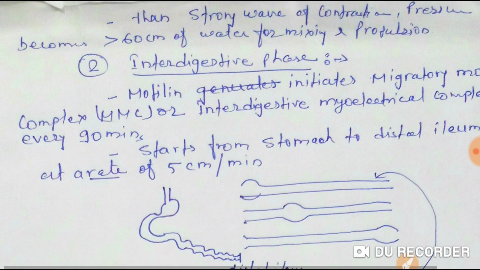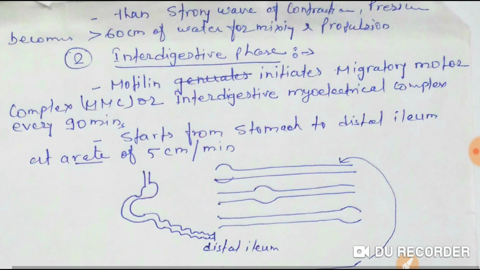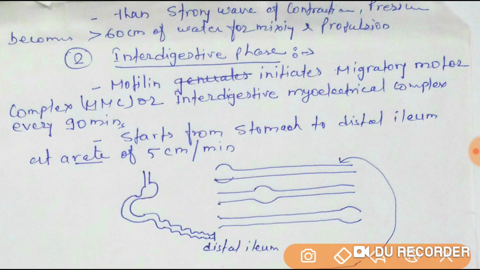Then after that, the interdigestive phase. Here motilin initiates the migrating motor complex or interdigestive myoelectric complex every 90 minutes. That means it starts from the stomach to the distal ileum at a rate of 5 centimeters per minute.